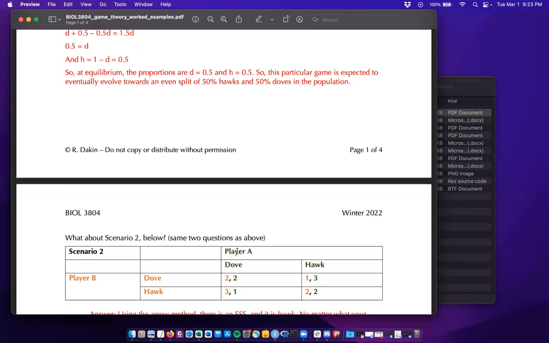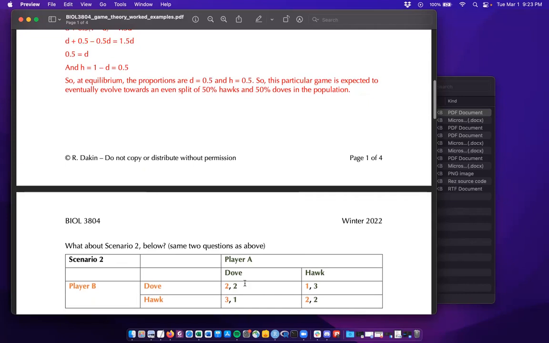So again, let's look at player A. If B plays dove, what should player A do? Play dove as well. Oh wait, sorry, what was the question? If B plays dove, what should A do? Oh, play hawk in that case.